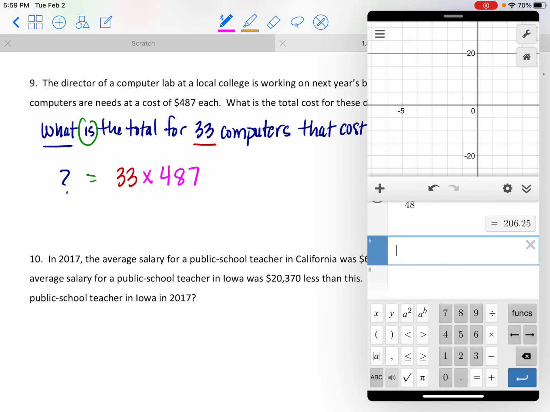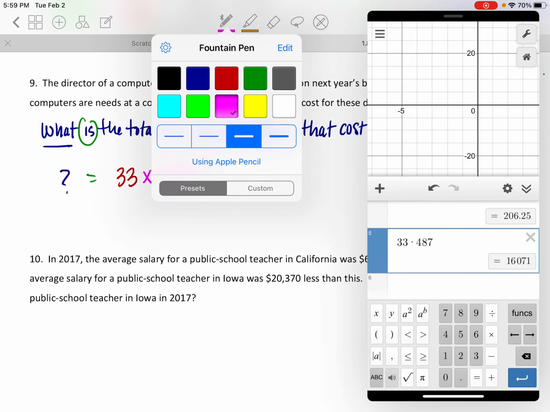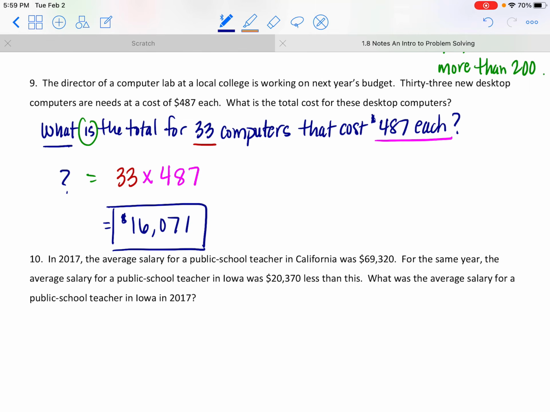And I'm absolutely going to use the calculator for that, because the word problems are enough. No need to jumble it up with the math operations too. So we end up with a total of $16,071 total. That's a lot of money factored into the budget for desktop computers.